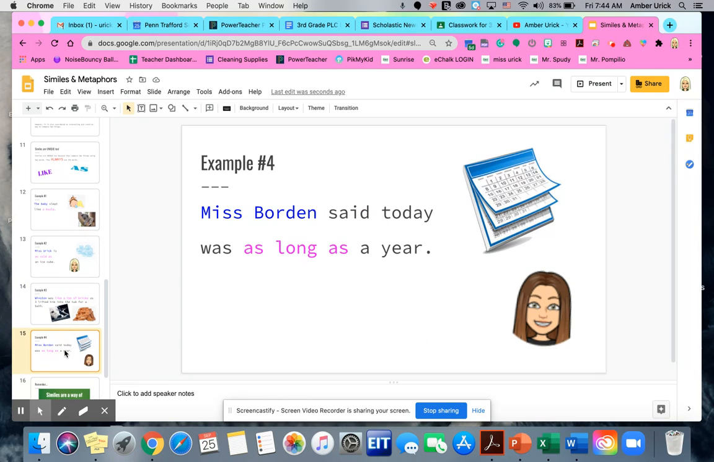Last one. Miss Borden said today was as long as a year. That's a pretty tricky one. What do you think that means? She compared today as long as a year. I'm confused with that. Talk to your teacher. Talk to your class.